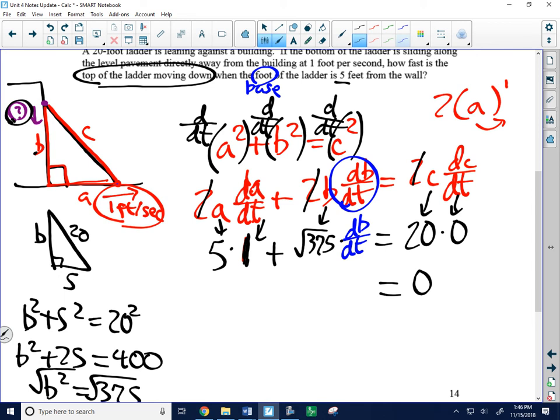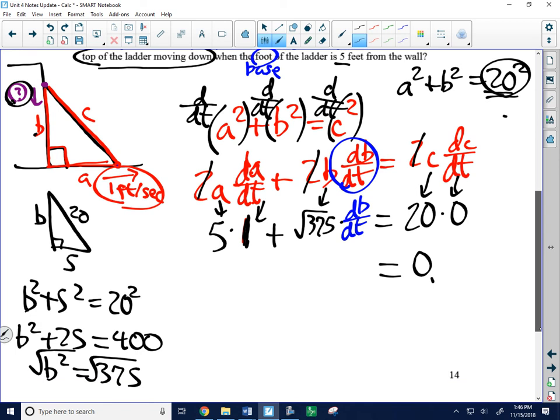Before we do that, I wanted to tell you this. If something is not changing, you would be allowed to plug it in. So another way to do it, I could have done a squared plus b squared equals 20 squared, since the length of the ladder was not changing. I don't have to. I like writing the formula, doing it all first, and then plugging things in. But if and only if something is not changing, you could plug it in. And you can see if we did the derivative of this, it would still be 0. So you get the same thing.